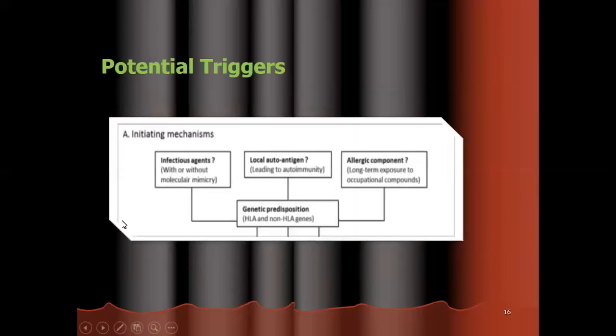Initiating mechanisms, several reports suggest infectious agents that can trigger chronic infection, whether through molecular mimicry or not, this is not clear. Local autoantigens leading to autoimmunity may be suggested. You cannot say yes, you cannot say no. Allergic component, long-term exposure to occupational compounds has been recognized in certain reports. All these triggering factors in a genetically predisposed person are potential triggers.